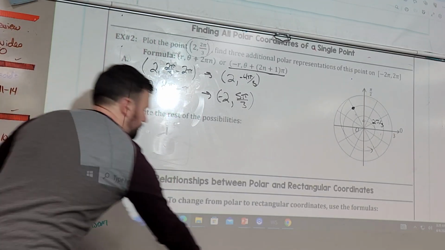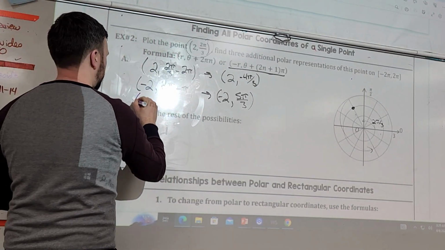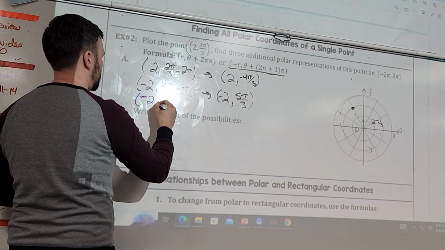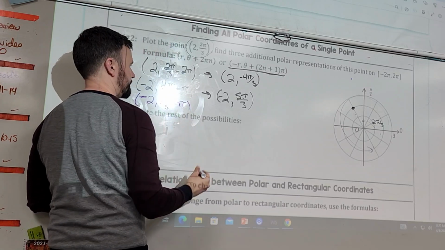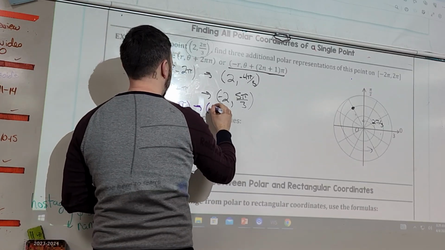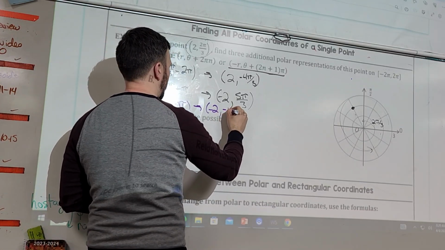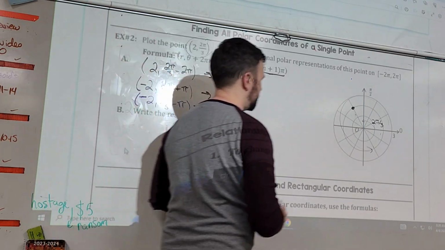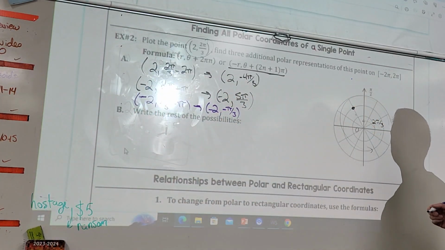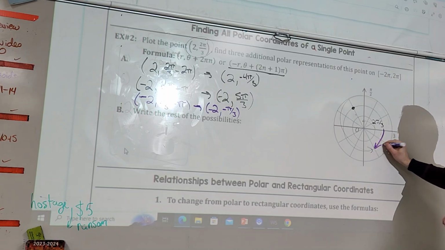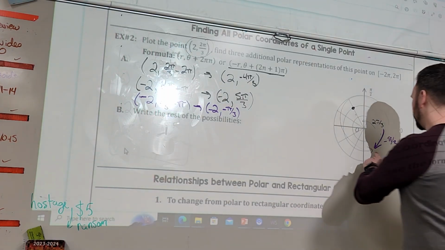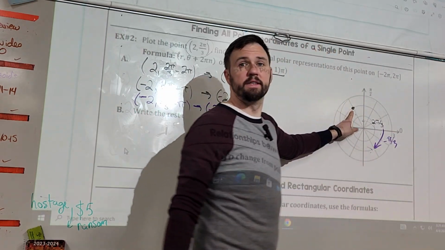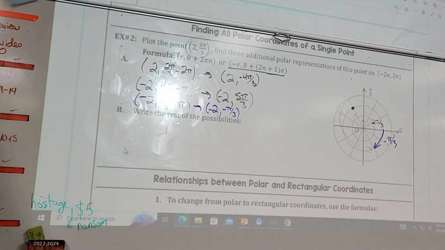Now I could also have done it, I don't know, I'm just colors now. I could have also subtracted pi, okay? Got (-2, -pi over 3). Let's check it. So negative pi over 3 is right here. And then from that point, if I go negative 2, same spot. I did it. Wunderbar.